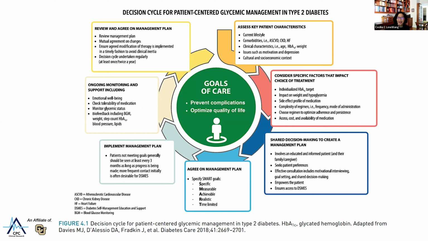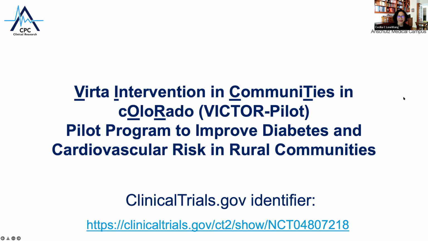And so this to me is a great summary diagram of thinking about the goals of care, and this cycle of how to take care of our patients with diabetes. Looking at patient characteristics, thinking about the different factors, using shared decision-making, agreeing on the plan, implementing it, monitoring and supporting, then reviewing, and agreeing on further changes. I think this is a great diagram.